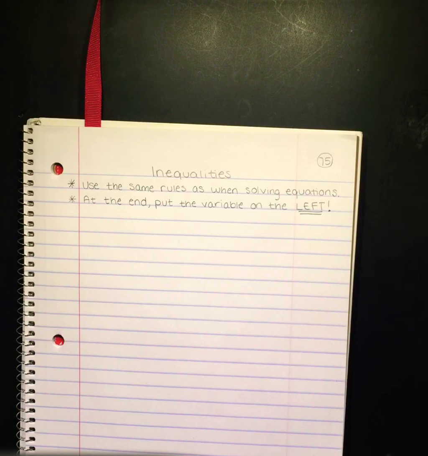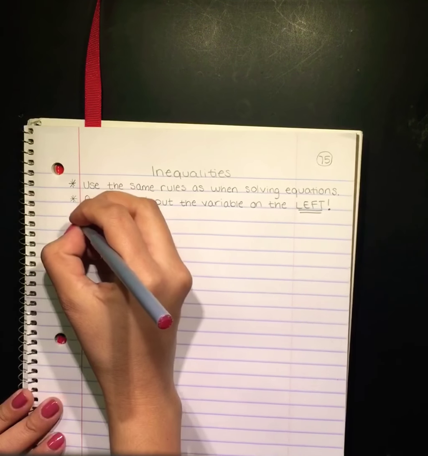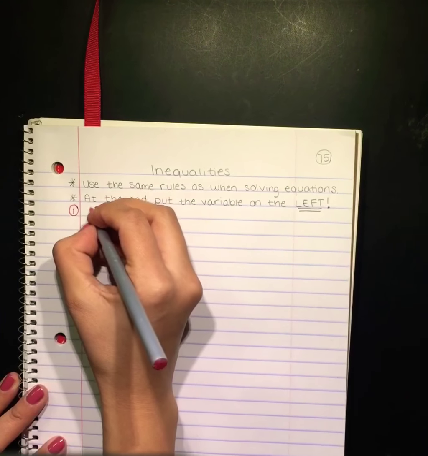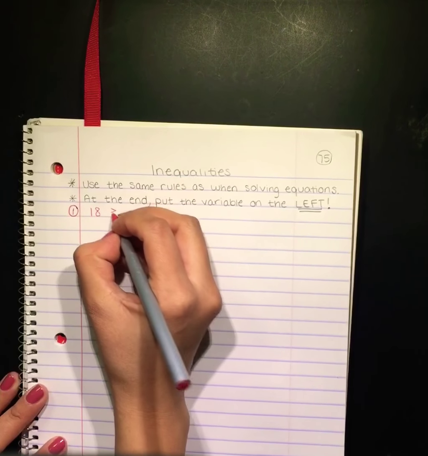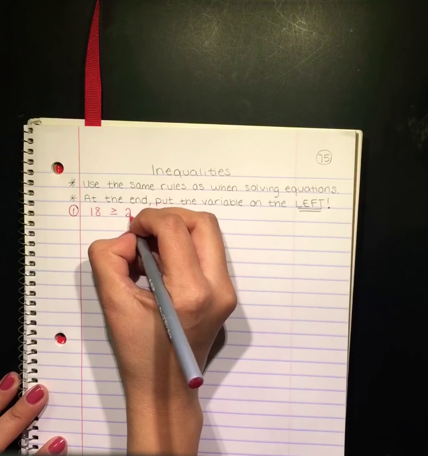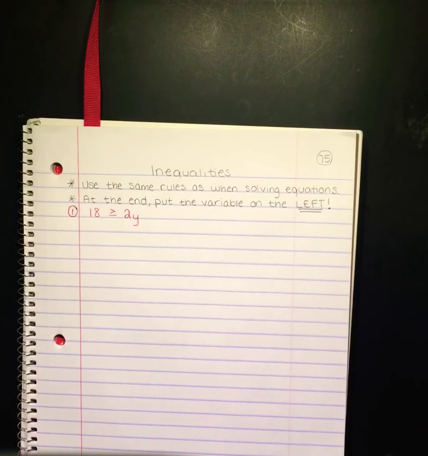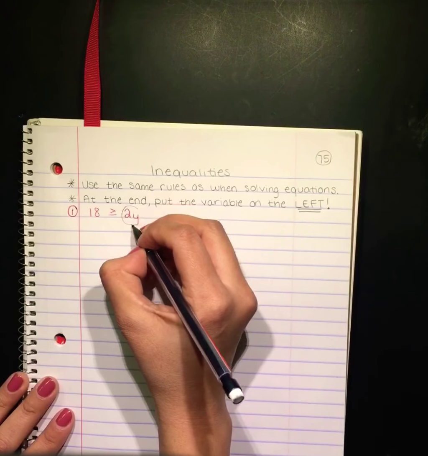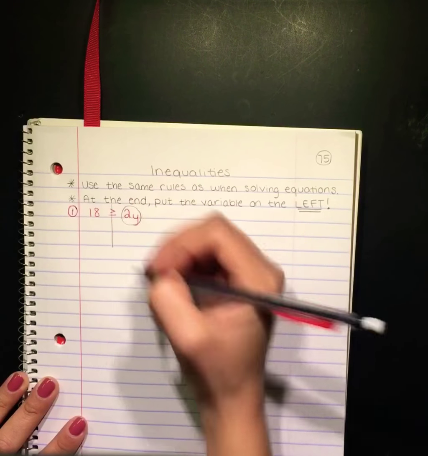Okay, ready for some examples? Go ahead and grab your grading pen. This is number 1. 18 is greater than or equal to 2y. And grab your pencil. Okay, same steps. So what's the first thing we need to do? Circle 2y. Good, Ricardo. Circle 2y and draw a line down the middle.